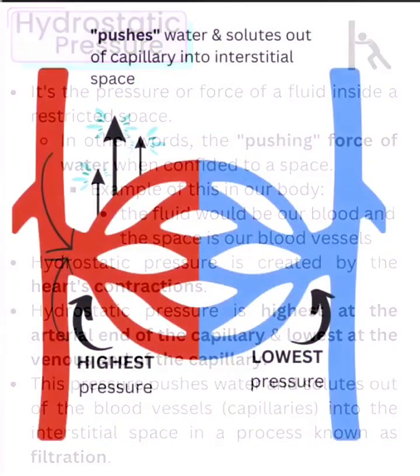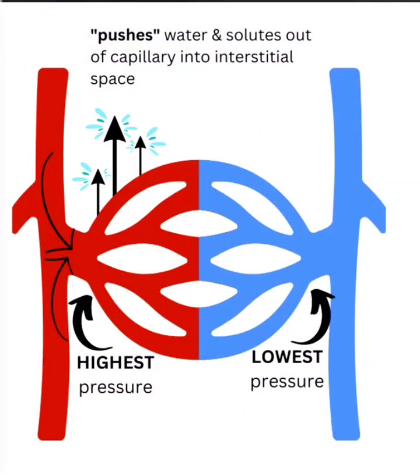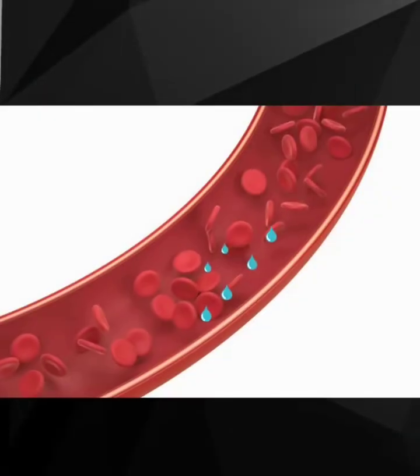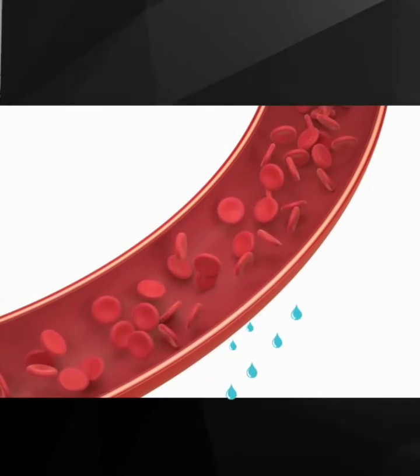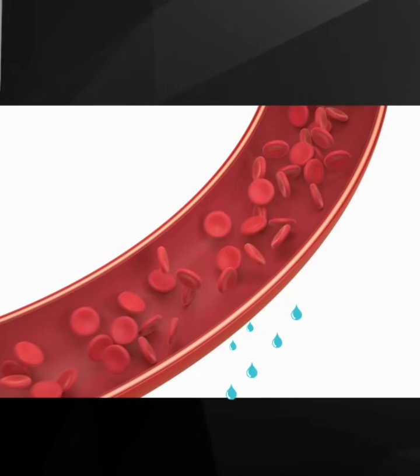So whenever you're looking at the capillary and you're trying to figure out where these pressures are highest, the arterial end of the capillary is where the hydrostatic pressure is the highest, versus where it's the lowest, which is the venous end of the capillary. And the whole goal of hydrostatic pressure is that it needs to create a process known as filtration because we need to get this water and solutes out of the capillary into the interstitial fluid so it can go and do its thing and then come back to us. So hydrostatic pressure is that pressure that pushes that water and solutes out of the capillary into the interstitial fluid, which is again known as filtration.